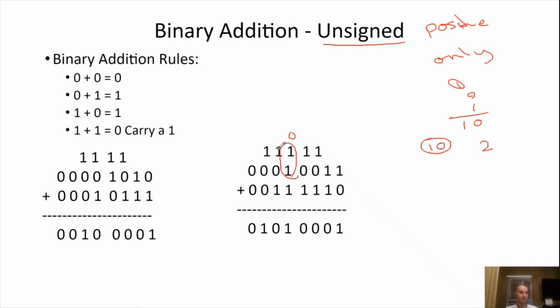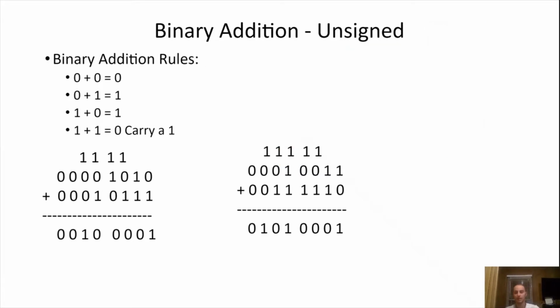And then we have the next one, 1 and 1. We get a 0 and carry a 1. And then just a 1 and 0. Straightforward. So let's move on.